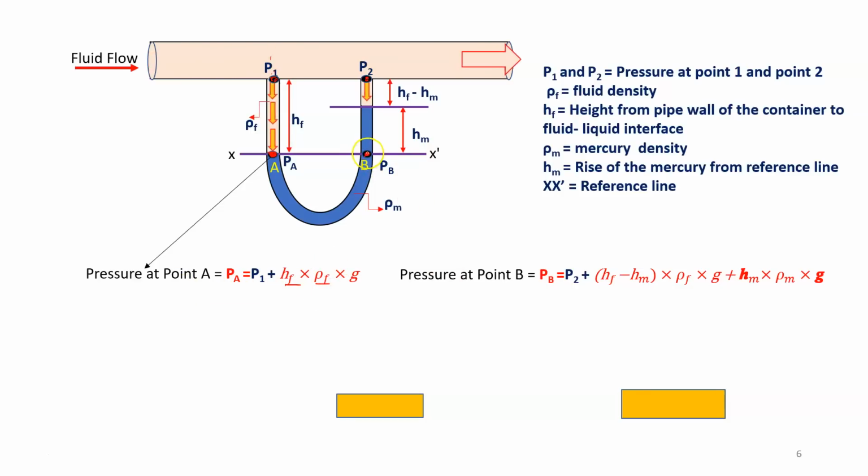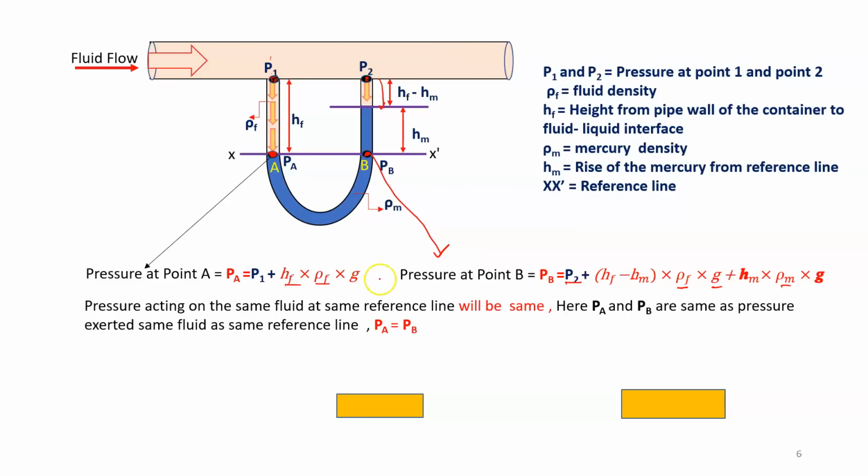Now pressure at point B, so that is P2, and then because of this liquid, this liquid height is hf minus hm, so hf minus hm into rho f into g plus hm rho m into g. Okay, now we know that pressure acting on the same fluid at the same reference line will be the same.